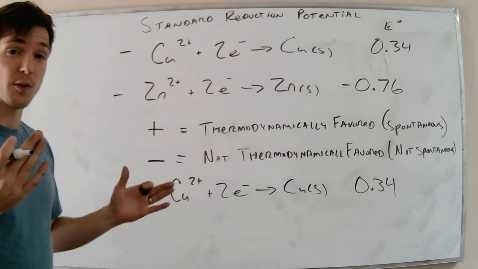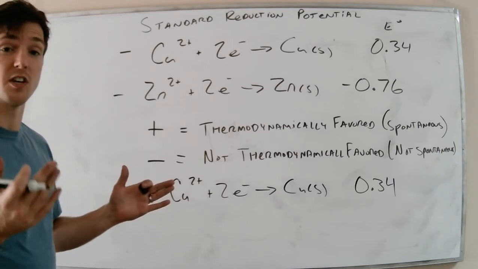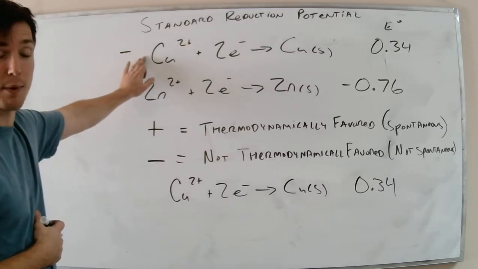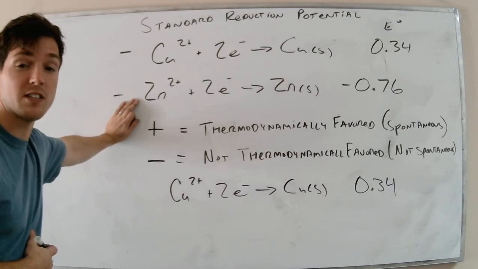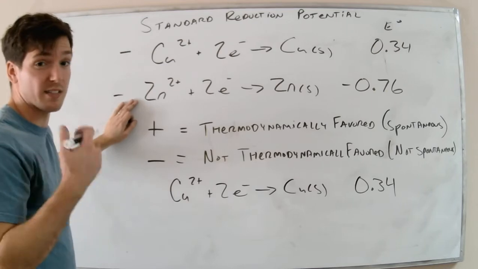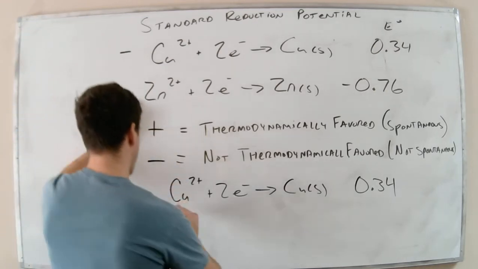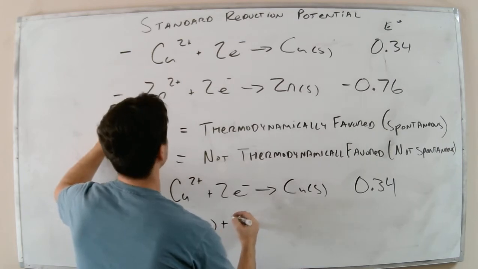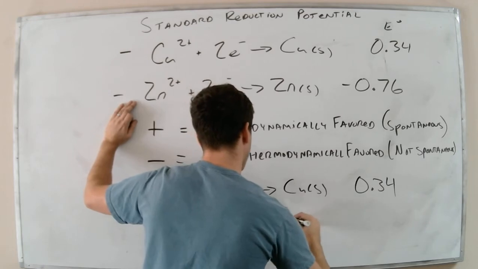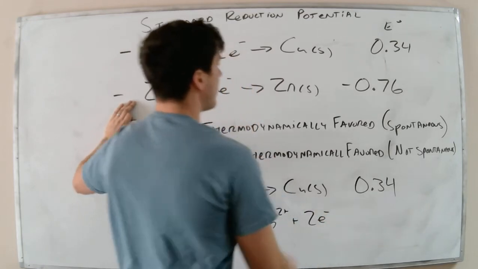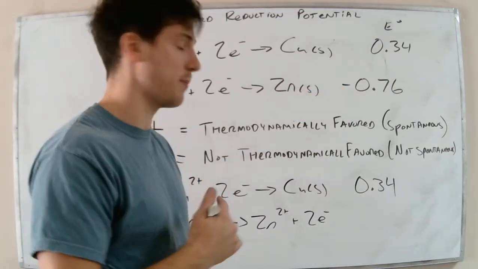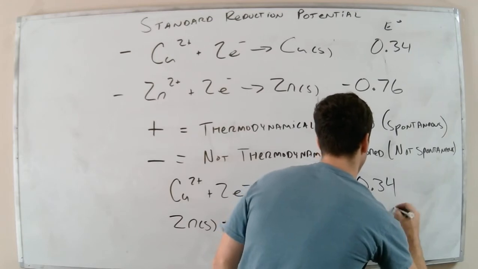Well, whatever your other reaction is, it's no longer going to be reduced. It's going to be oxidized, right? The one that's higher up is the one that's going to gain the electrons, so that's our copper. The other one's not going to be reduced anymore. It's going to be oxidized. So we're going to flip this reaction, okay? Since it was more negative, it's not going to be reduced. We're going to flip it. So it's zinc solid, and it's going to make zinc 2 plus and 2 electrons. And now since we flipped it, we also are going to flip the sign of the cell potential and make it positive 0.76.